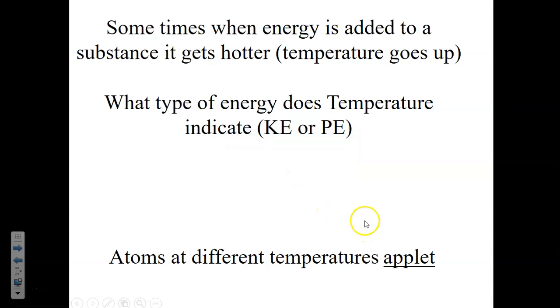Okay, I guess we're not going to watch that, but well, they move faster. So what kind of energy is increasing when they start moving faster? The kinetic energy. So temperature indicates the average kinetic energy of the particles in a substance. It's only average because the atoms are all moving at different speeds, but there's an average speed that is what the temperature is. Okay.